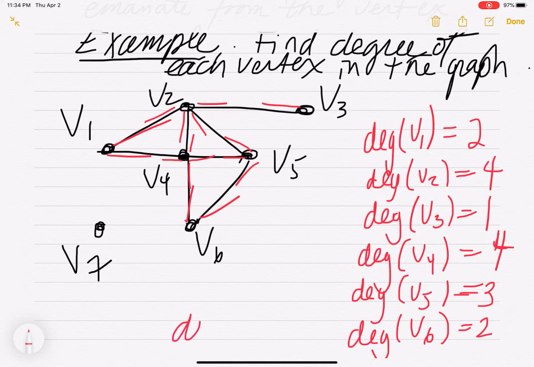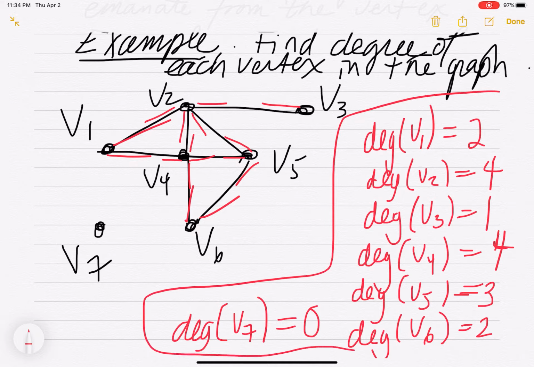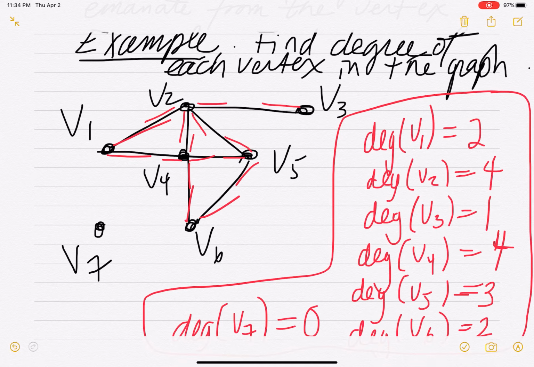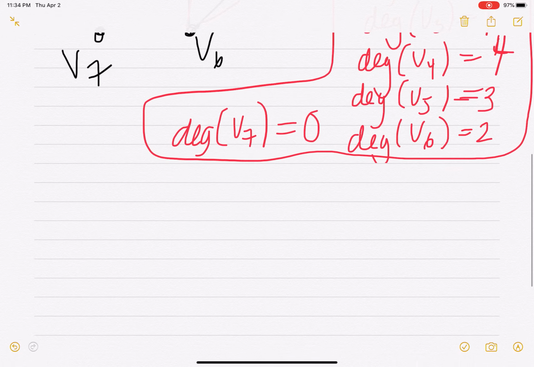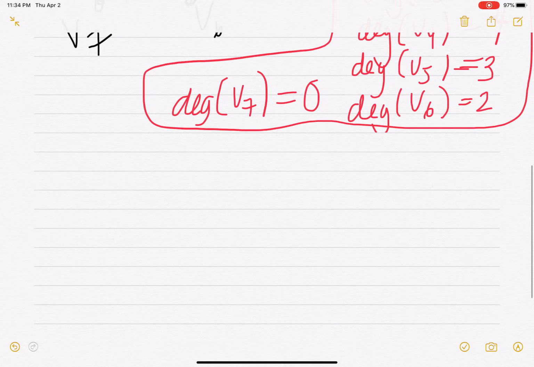And here's the tricky one, degree of V7. What's the degree of V7? Well, notice it has no edges, so it's degree of 0. Degree of V7 is 0. All right, so let's move on. It's a really useful thing, actually.